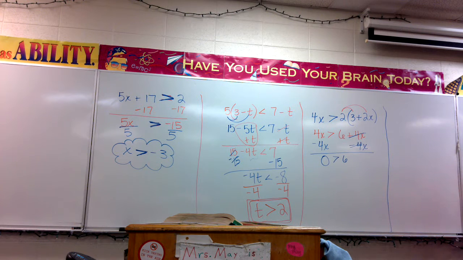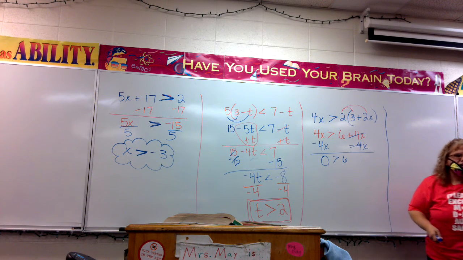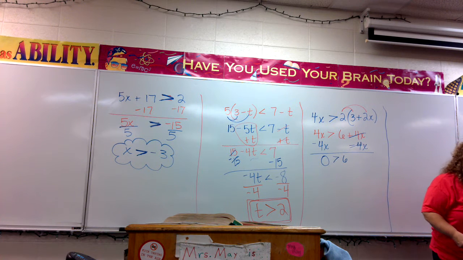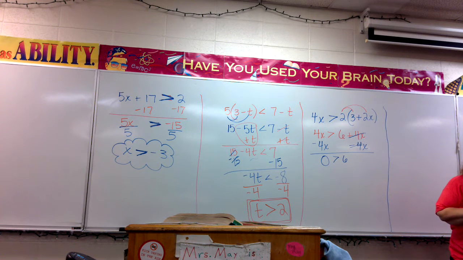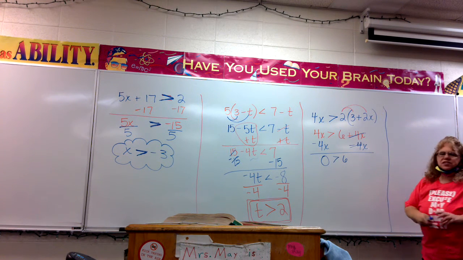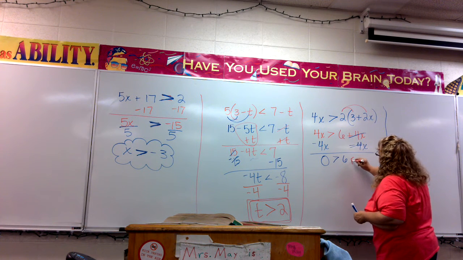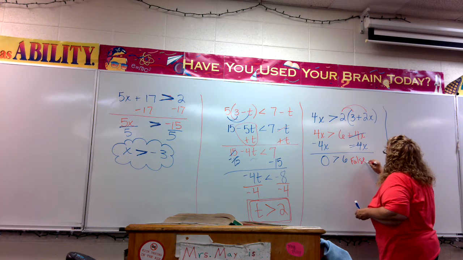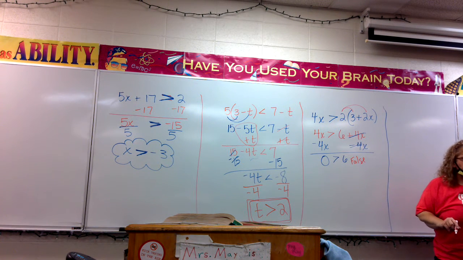She says, say that again. Why? Right, this is wrong. 0 is not greater than 6. Remember the other day when the variable dropped out? You have to figure out what's left. Is that true or false? Is 0 greater than 6? And oh, this is false. There is no number ever that is going to make 0 bigger than 6.